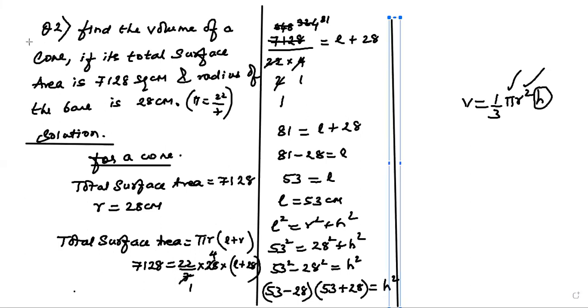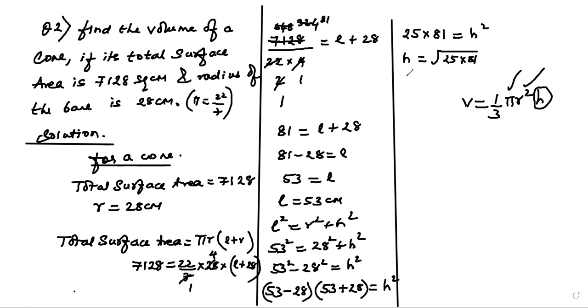Okay, what I'll get, children? I'll get 25 into 81 is equal to h square. So now what will happen? I want h, the square root of 25 and 81. Everybody knows that h is equal to 5 and the square root of 81 is 9. So h is equal to 5 nines of 45, 45 centimeters, sorry. h is equal to 45 centimeters.